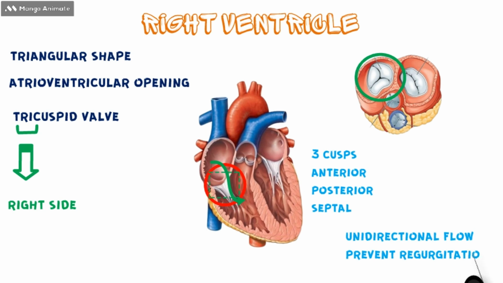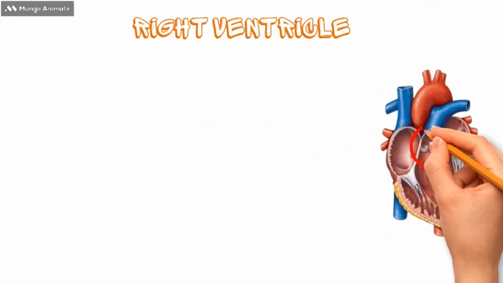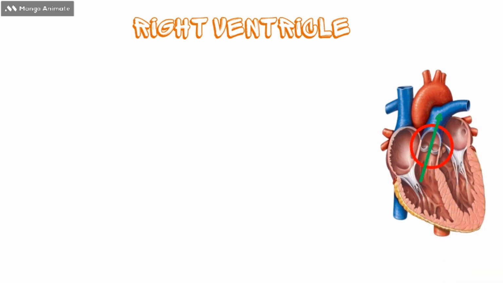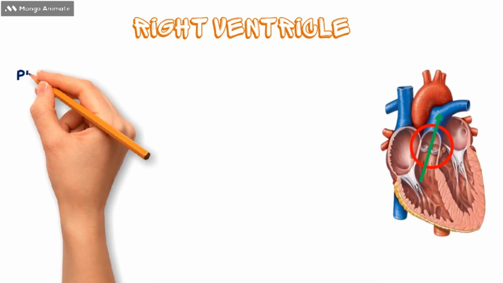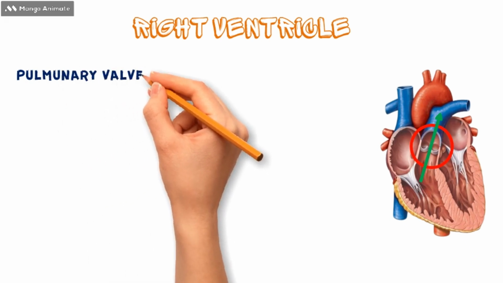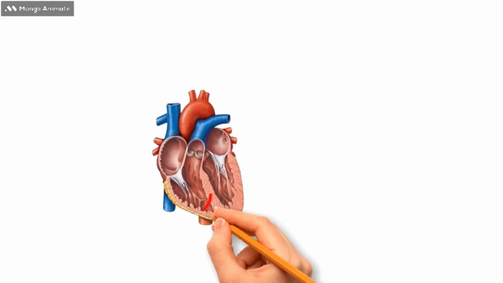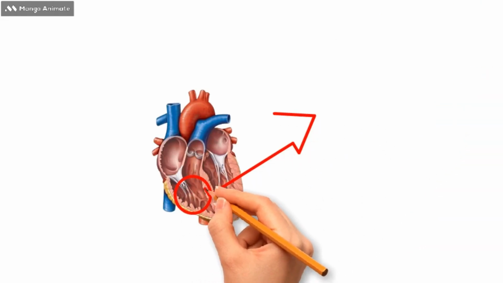regurgitation during ventricular systole. The second opening is the opening of the pulmonary trunk, through which blood will leave the right ventricle and move to the lungs to get oxygenated. The valve present here is called the pulmonary valve, and it is made up of three semilunar cusps. Within the ventricle, you will see a rough inner layer called trabeculae carneae.